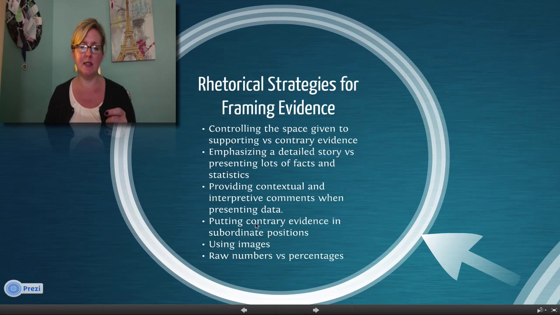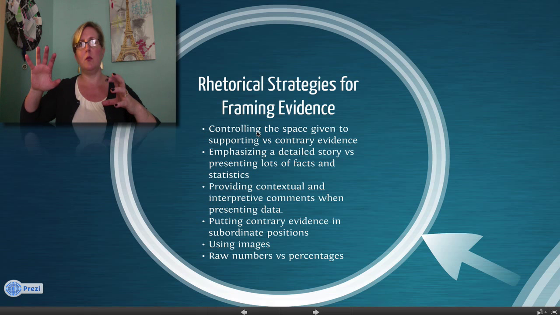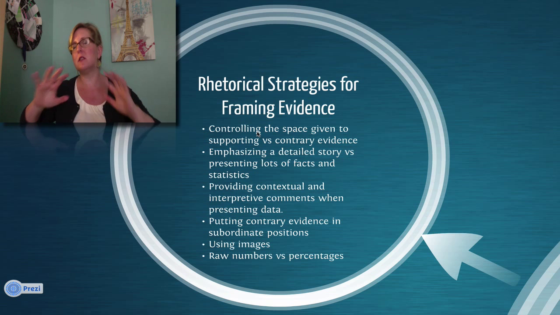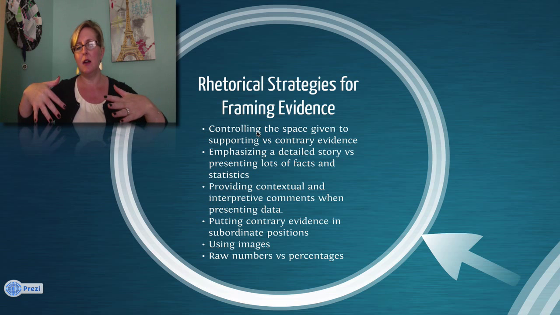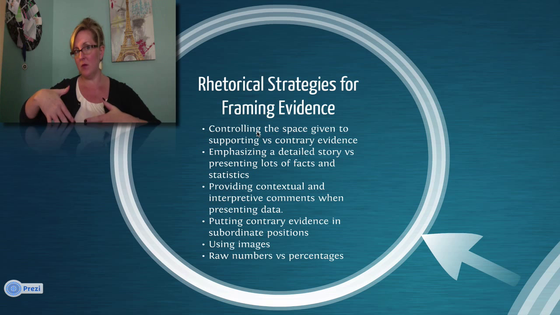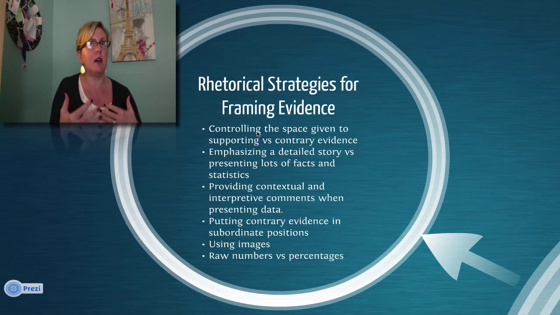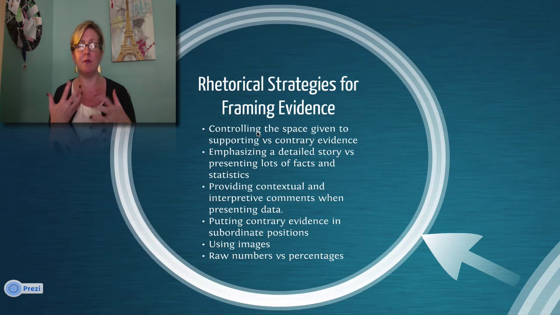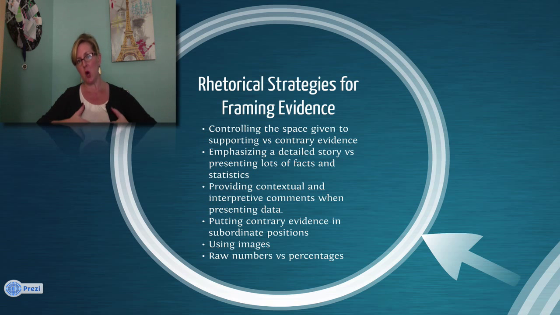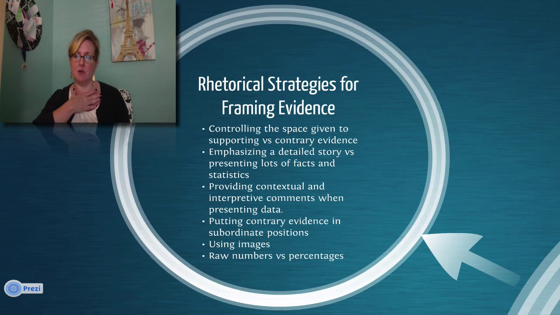Putting contrary evidence in subordinating positions is very similar to this top one here. Depending on your audience and your purpose, where you put the contrary evidence in the paper is a strategy. So depending on how you think the reader is going to meet or understand your argument, and how they're going to feel about it, you may want to subordinate, or put lower, the contrary evidence, which you do have to have.